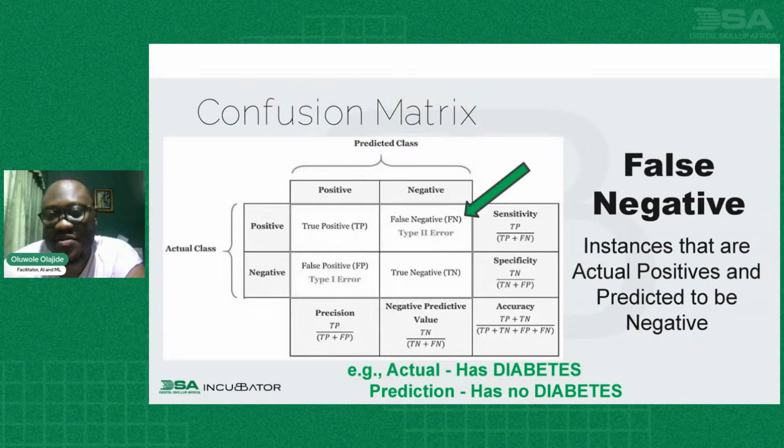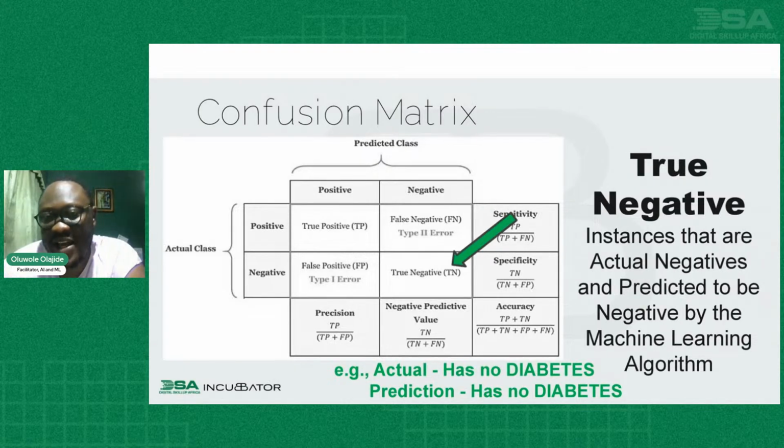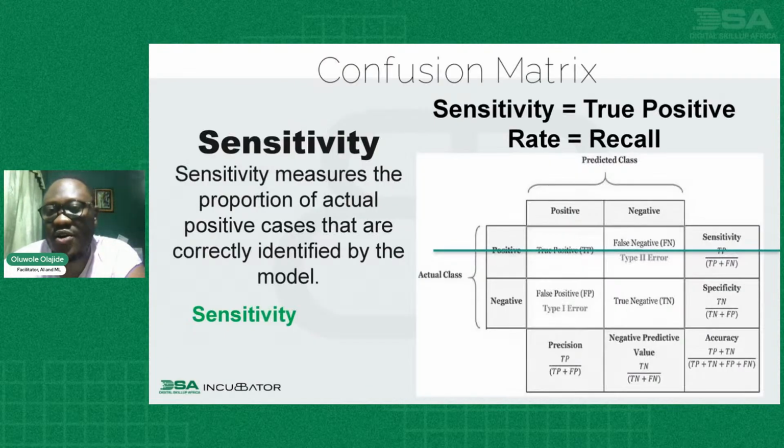Then false negative. They are actually positive, but your machine is saying what? They are negative. Then you have true negative. The clinician has said it is negative, and your machine is saying it is also negative. And we talk about your sensitivity, which I told you is called your true positive rate, and it is also called recall.